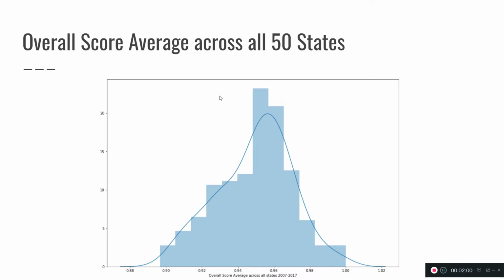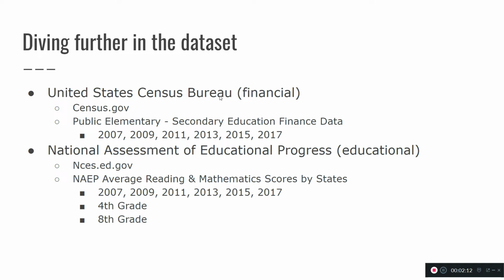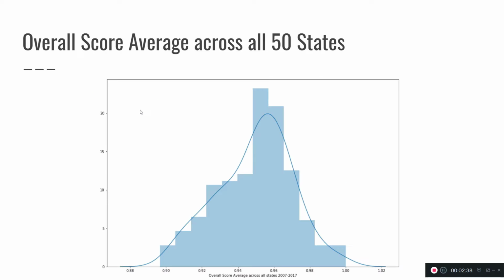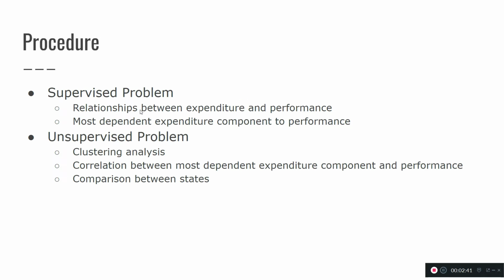So here's what that looks like for all 50 states over all the years we looked at, and as you can see, it's pretty normally distributed. So far we're looking pretty good. Diving further into the data set, we had to pull financial data. We got that from the United States Census Bureau at census.gov. All that's public information. We looked at public elementary and secondary education finance data for the years 2007, 2009, all the way to 2017, which are the years that these test scores were released. And at nces.ed.gov, you can see the same test score average that I was just talking about.